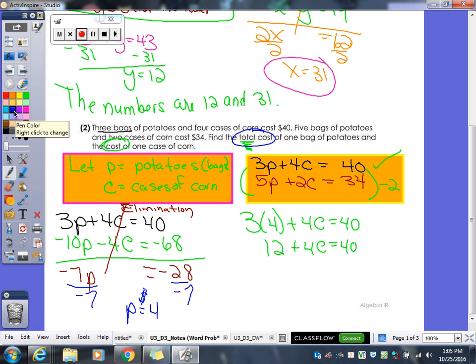Minus 12 from both sides. I get 4C equals 28. Divide by 4. And the case of corn costs $7. So you have to write that sentence. Let's see if I can find some room here. No, I can't. So you guys will have to write the sentence. Potatoes cost $4 a bag. Corn costs $7 a case.